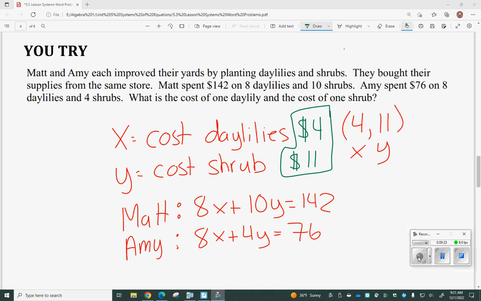So hopefully you got the cost of a daylily to be $4 and the cost of a shrub to be $11. If you didn't get one or both of those, please do ask for help. I'm glad to help you so that we can sort out any issues, fix any misconceptions before it is too late.